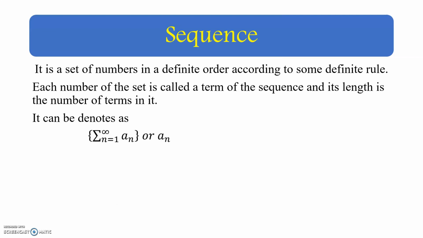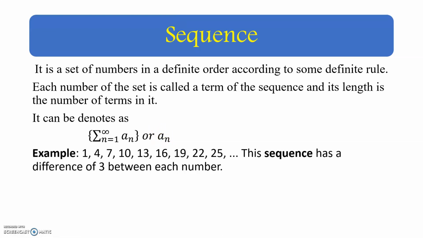It can be denoted as the sequence summation n equal to 1 to infinity of a_n, or a_n, which is the nth term of the sequence. Next, for example, 1, 4, 7, 10, etc. This sequence has a difference of 3 between terms. To calculate the difference, subtract the first element from the second: 4 minus 1 is 3, likewise 7 minus 4 is 3, and 10 minus 7 is 3. So all the common differences are equal.